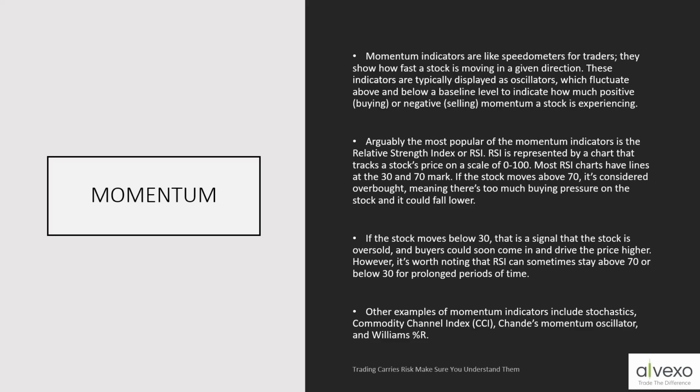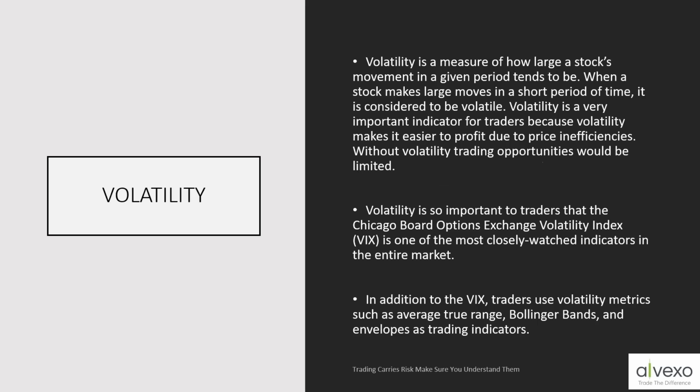So what you're looking for is when the asset moves below 30, that's a signal that the asset is oversold, and the buyers could soon come back in and drive prices higher. So we have stochastics, CCI, or the commodity channel index. We have Williams %R. Then we have volatility indicators. And these are just groups of indicators.